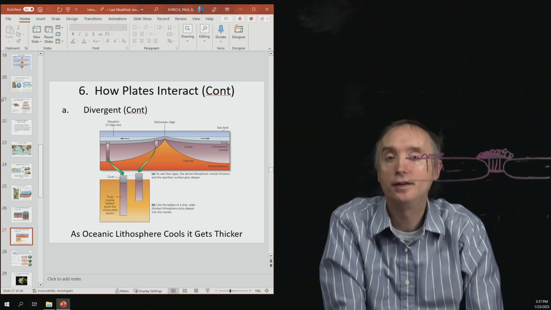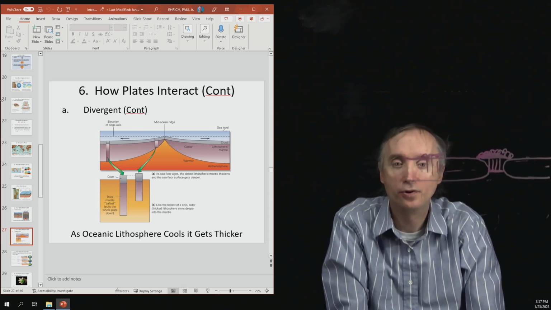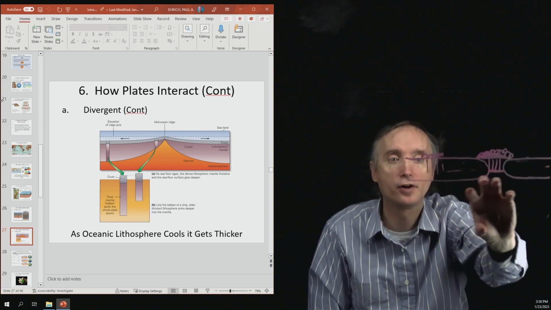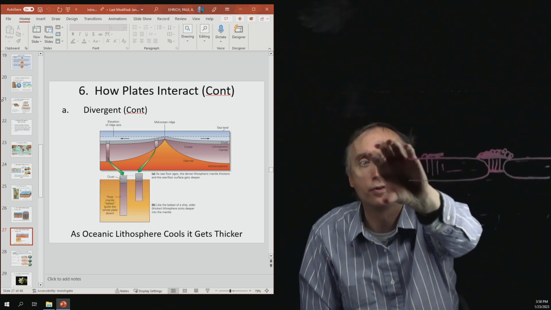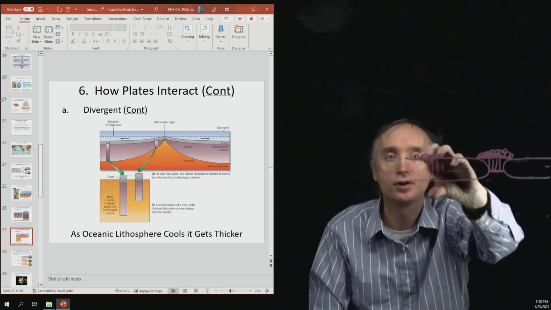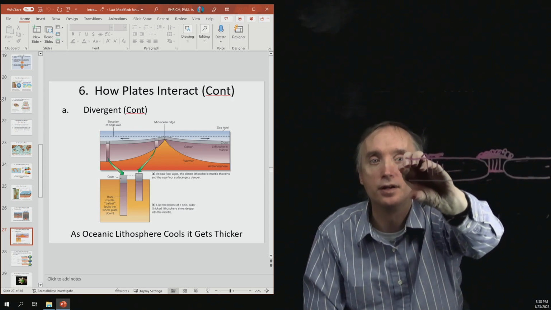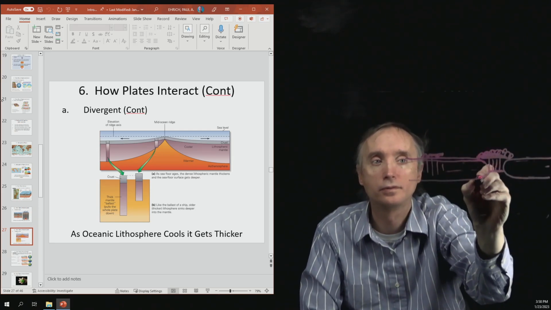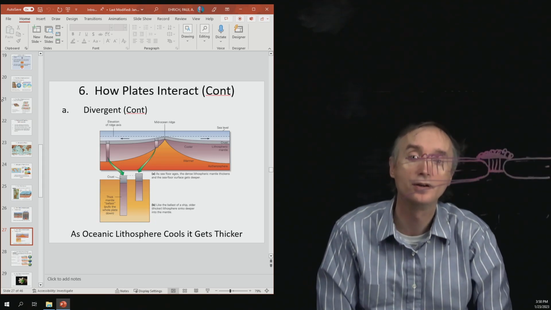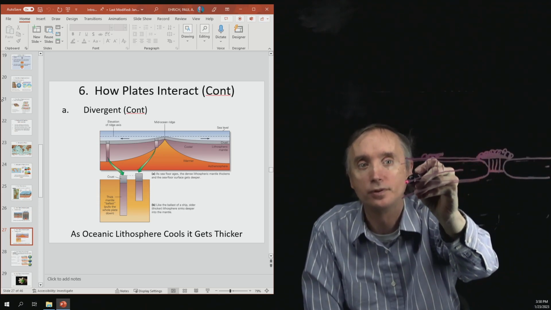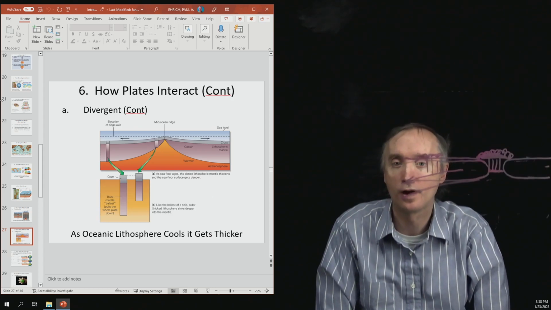And then another thing is that as the ocean lithosphere cools, it's going to get thicker, because it starts out with this area down here being very, very hot, but as it moves further and further away, it's going to get cooler, and so as it gets cooler, this area gets thicker. And because it's getting thicker, that means it's getting more dense, and so it starts to kind of drop and get lower topographically.